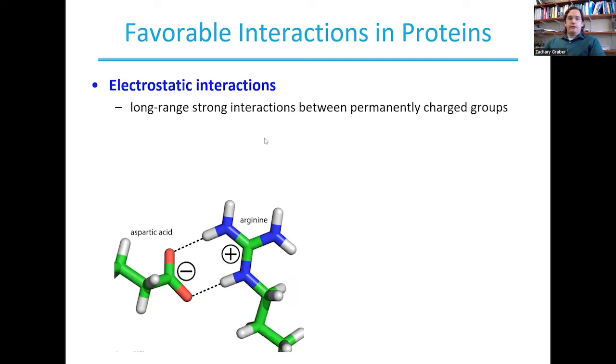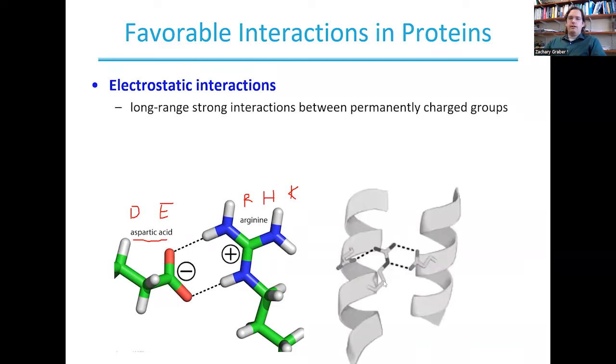The next key interaction is electrostatic or ionic interactions. Electrostatic interactions are long-range, strong interactions between our permanently charged amino acid side chains. So here we'll be seeing all of our key negative and positively charged amino acids. We have aspartic acid, or of course glutamic acid, or aspartate and glutamate. And for our positively charged amino acids, we have things like arginine shown here, or our histidine and our lysine. All of these amino acids can play a key role in forming ionic interactions or electrostatic interactions across our protein.